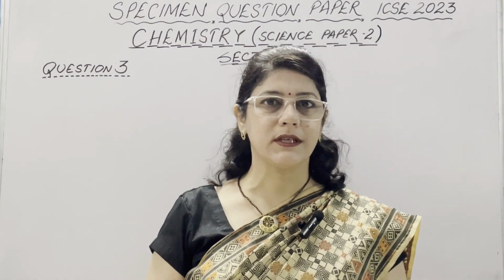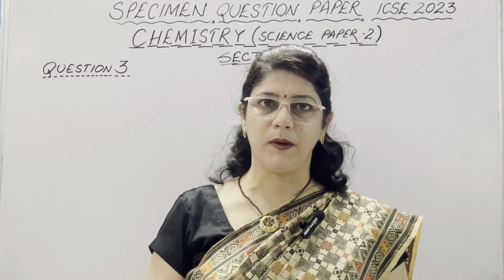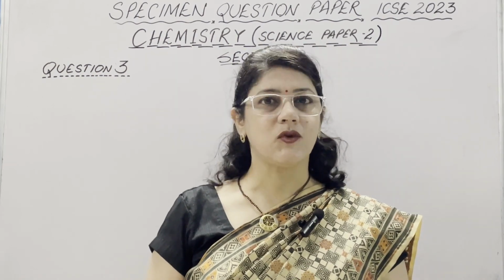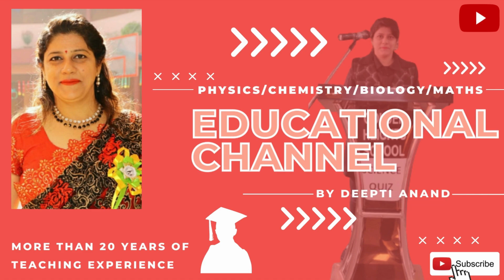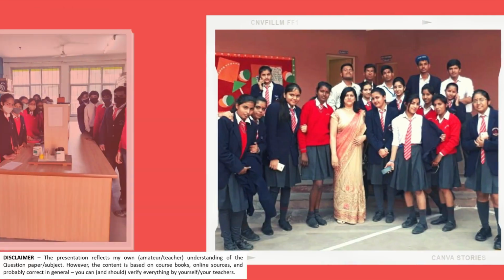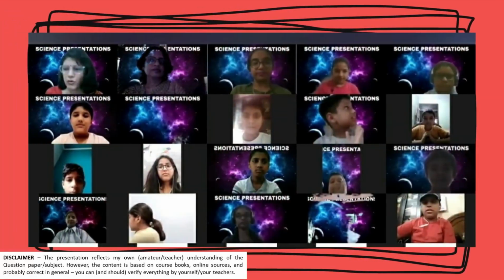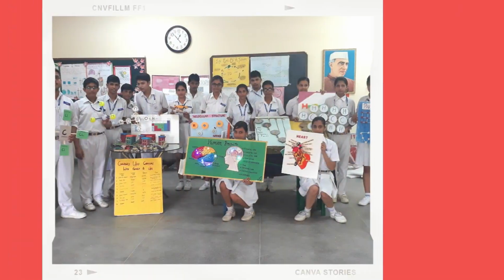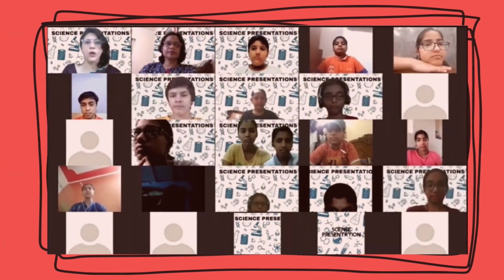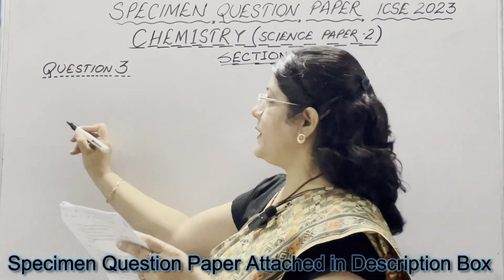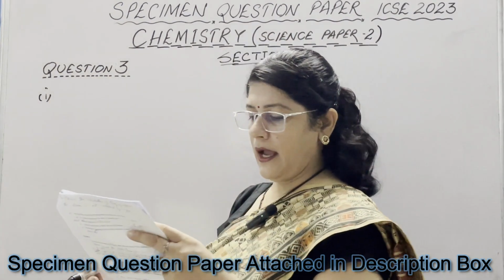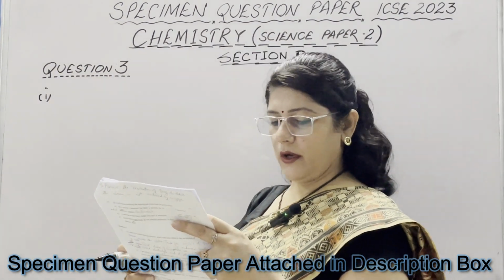Today we are going to discuss ICSE Specimen Question Paper 2023 Chemistry Science Paper 2 Section B. In question number 3, first part is identify the anion present in each of the following compounds.